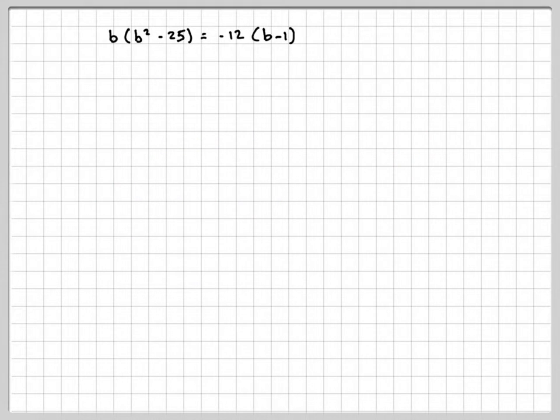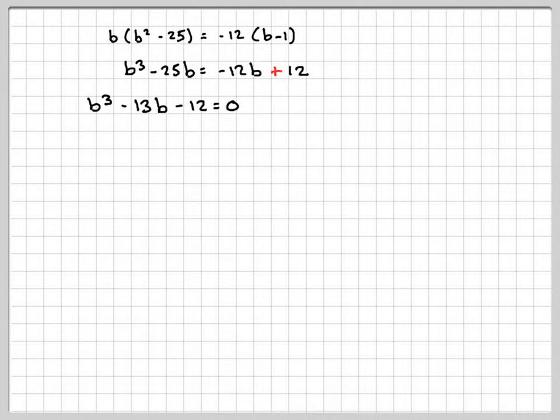Right, moving on with that. Expanding the brackets, we get b cubed minus 25b is equal to minus 12b plus 12. Be careful with the signs. Oh, this is a cubic. In order to solve it, I need to put it equal to 0. So we get b cubed minus 25b minus 12b gives minus 13b, minus 12 is equal to 0. And all these questions say give detailed reasons, so we need to solve it using the remainder and the factor theorem.